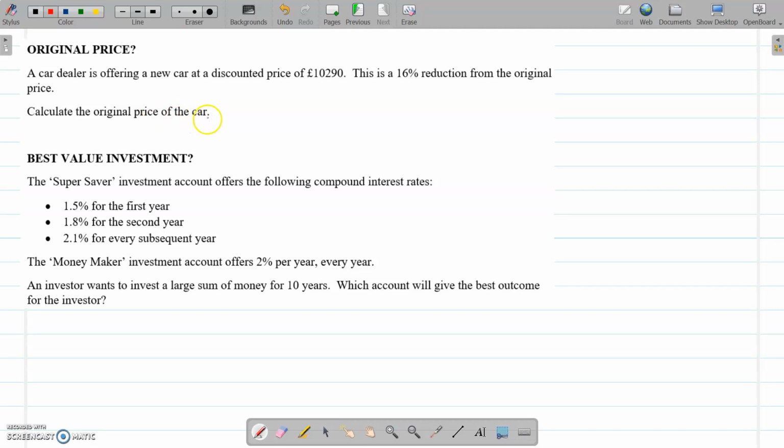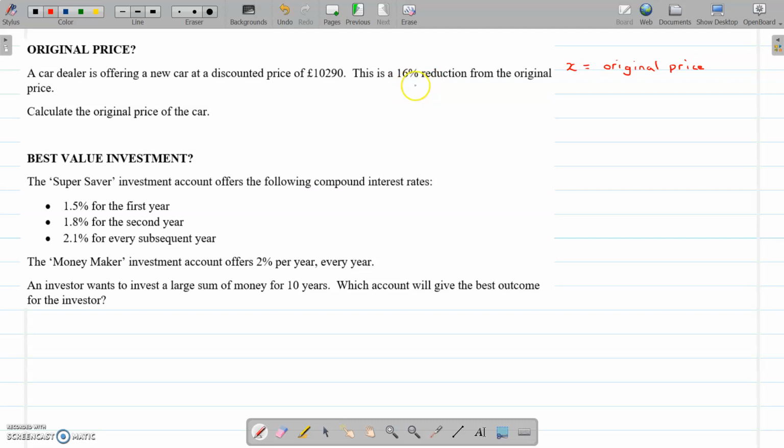We don't know the original price of the car, so we're going to let it be X. That's what we've got to find out. So I'm just going to put here X equals original price, which is what we're going to find out. Now we know that whatever the original price was, if we took 16% of it away, it would give us 10,290. Now if you take 16% away from something, you're left with 84% of it.